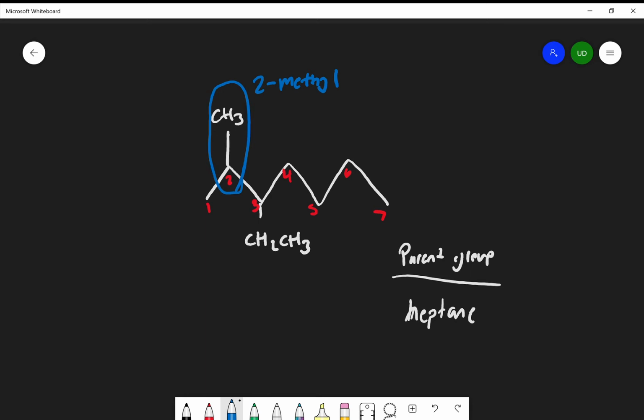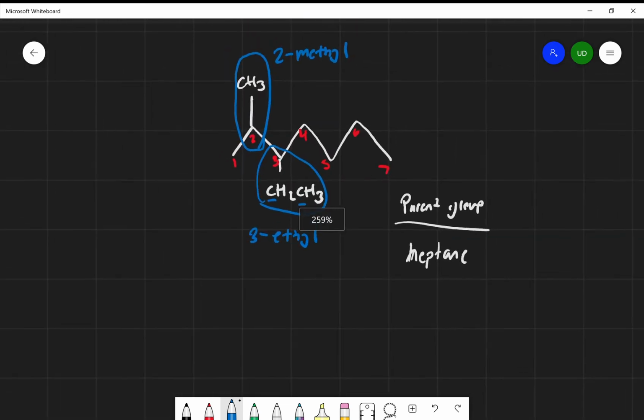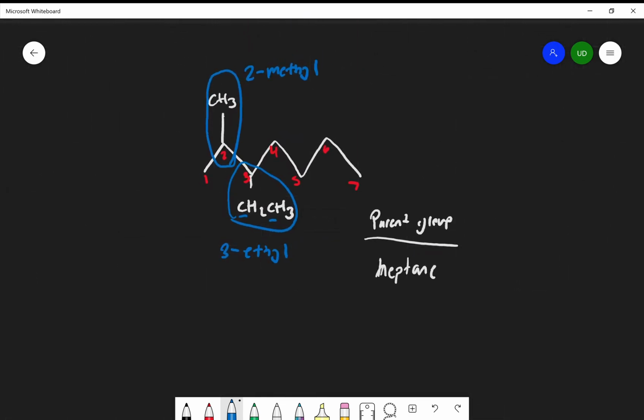The other one would be on carbon 3, so it'd be 3-ethyl because there's 2 carbons present. Okay. So now that we have all these names here, we can begin naming. Normally people would put 2-methyl first, but that'd be incorrect because you have to order these by alphabet, and E comes before M. So 3-ethyl has to be first.